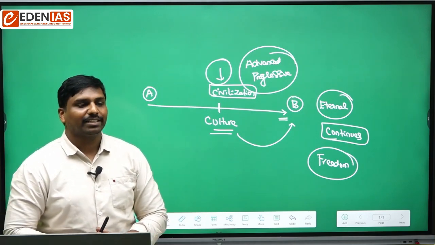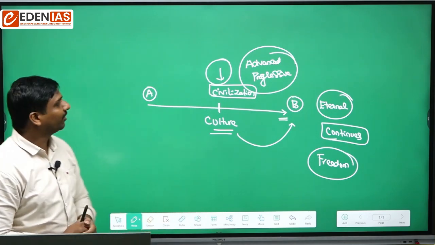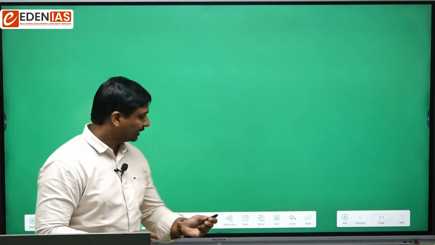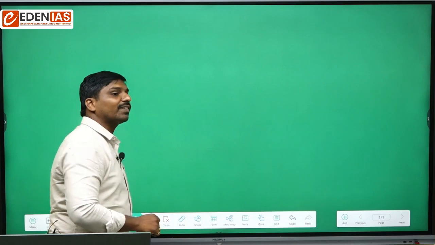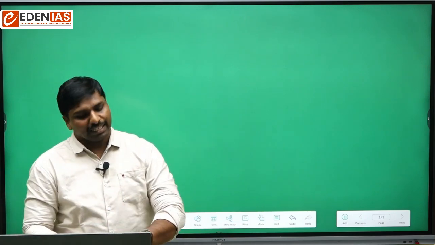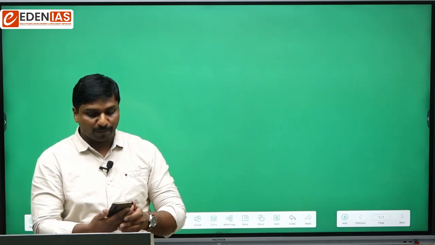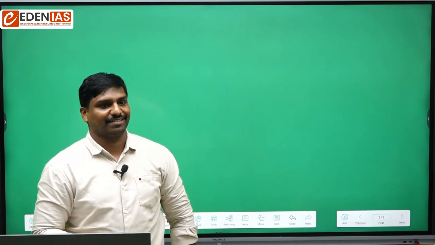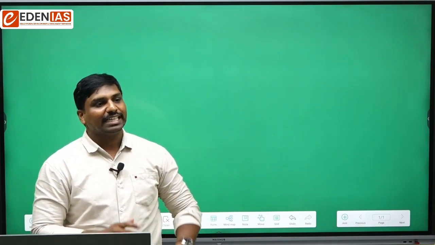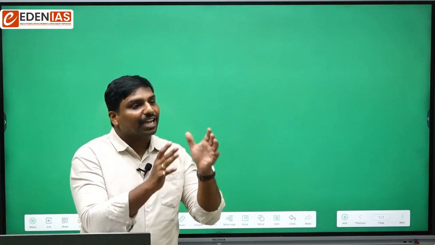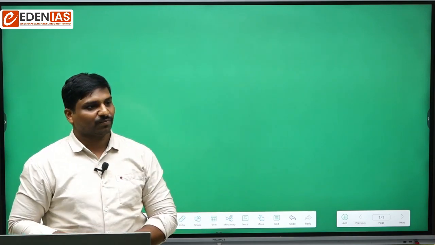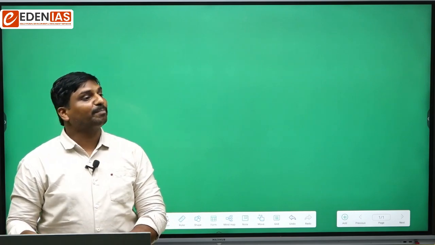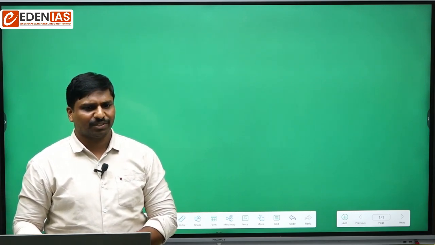So that would be the simple form of how we can interpret that. That is with reference to the basic concepts of culture and civilization. Then in tomorrow's class, let's try to understand approaches to study culture. There are two important approaches: ethnocentrism and cultural relativism.